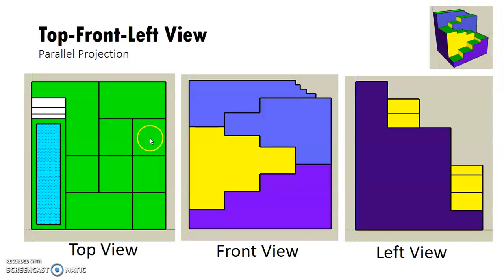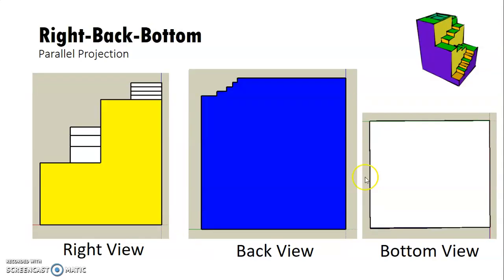If you use the parallel projection from the top, it looks something like this. This is the front view, from here the yellow, and the left view. Now if I rotate it some more, this will be somewhere from the back, the right view. And this is the back, somewhere you can't see, and of course the bottom.